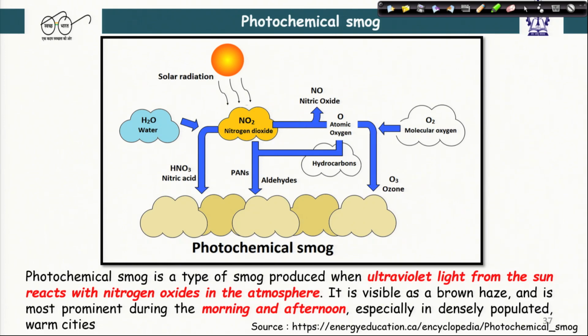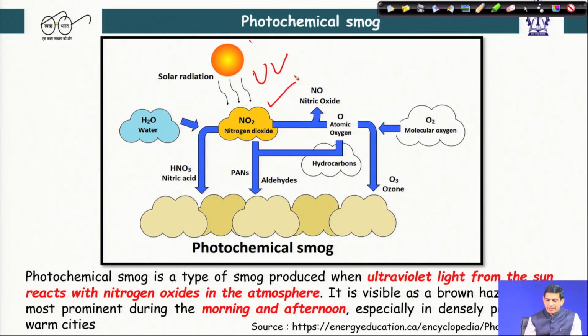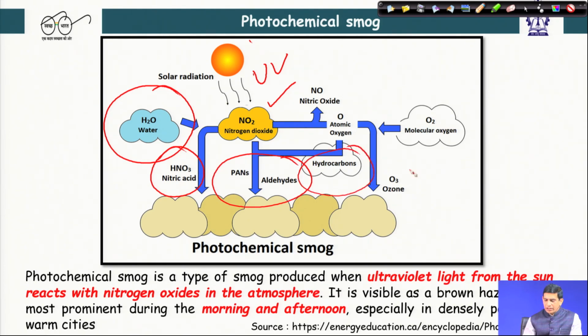So you have photochemical smog, you have nitrogen oxide, you have solar radiation. As you can see in this diagram, we have the UV coming in, and we have nitrogen dioxide present. That will react with the H2O, the water also present in the atmosphere, so you will have HNO3 acid. With the UV and all, it starts producing aldehydes, certain hydrocarbons, and then ozone, because of the molecular oxygen present as well. Because of the photochemical reaction, NO2 will get divided into NO and atomic oxygen. The atomic oxygen will react with molecular oxygen to produce ozone.